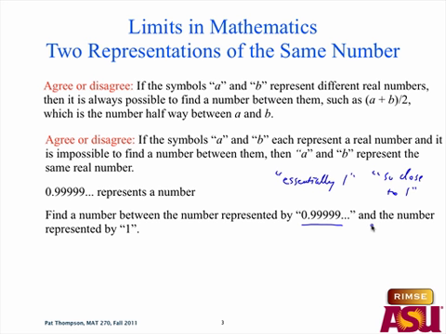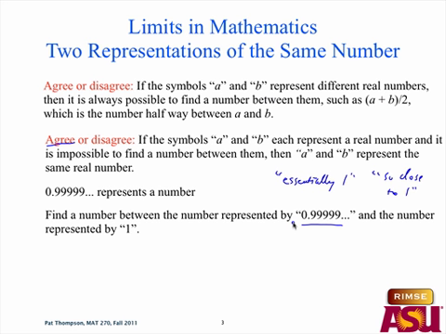No. Then find me a number between this number and 1, because you agreed with me when I said if A and B each represent a real number, and it's impossible to find a number between them, then they're different. So what's the number between this one and 1?